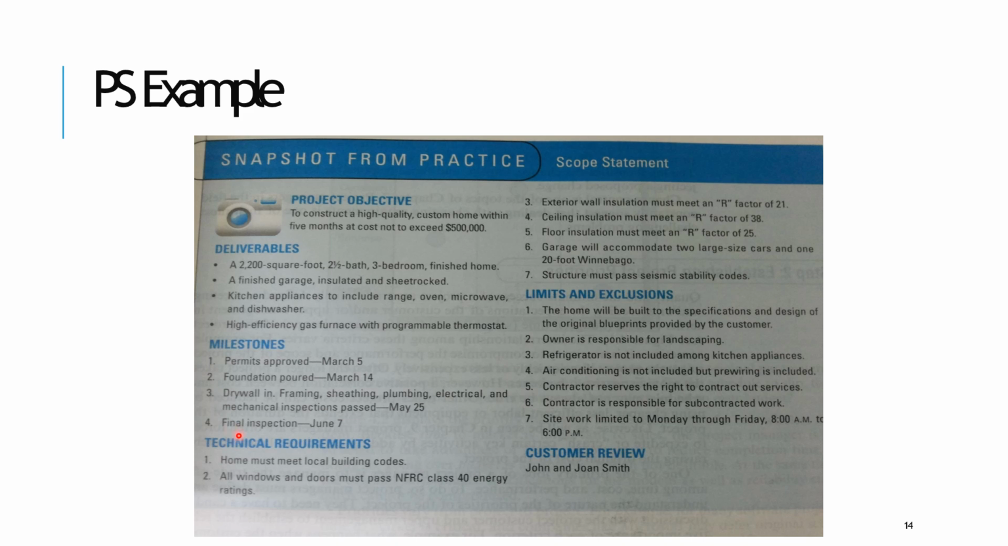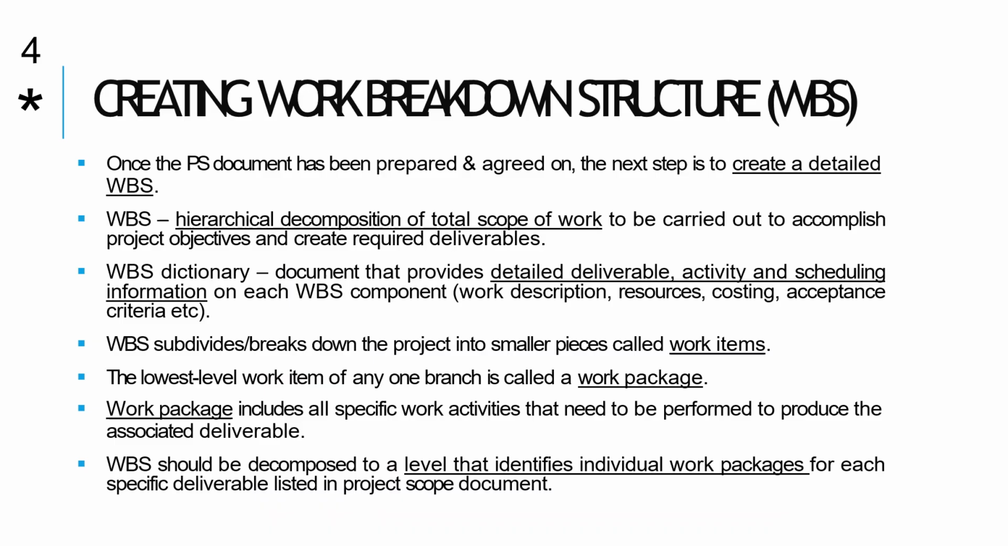Okay, this is an example. You can see the project scope as a snapshot from practice. Project objective, high quality and so on. The deliverables, 2000 square foot, the milestones, the technical requirements, the limits and exclusions, such as the limit for the camera. Then finally you need to see who the customer is to review. So this is the complete scope covering the objective and the scope itself. You can see how they write the scope: very detailed, yet short and brief, no need to be long.